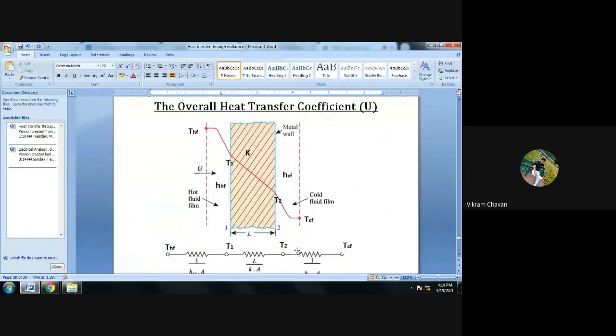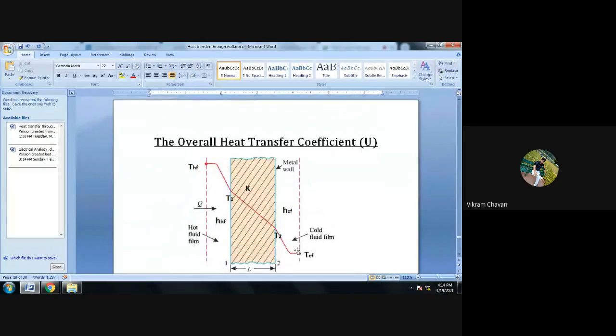Okay. Now our next point is, write down the heading: the overall heat transfer coefficient. Overall heat transfer coefficient.